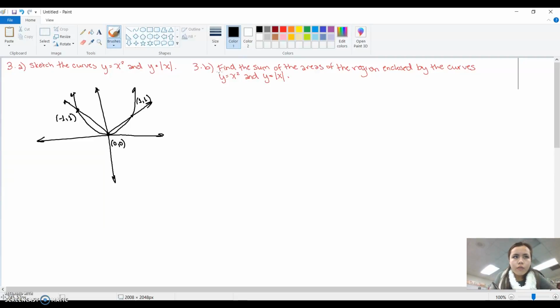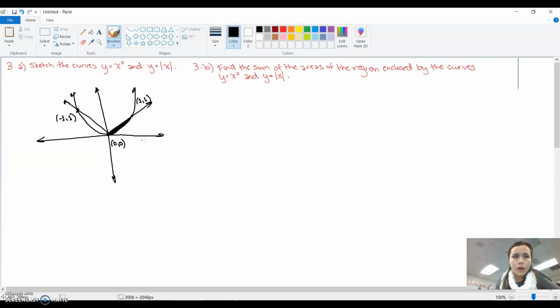Okay, here for part B, it tells us to find the sum of the areas of the region enclosed by the curves y equals x squared and y equals the absolute value of x. Well, we know that the two sides of y equals x squared and y equals absolute value of x reflect off of the y-axis. So we could just find the area here on the positive side and multiply it by 2, and we'll get the area of both sides together.